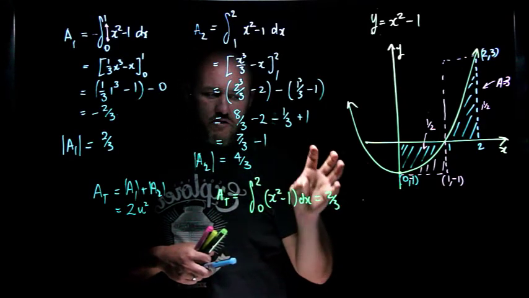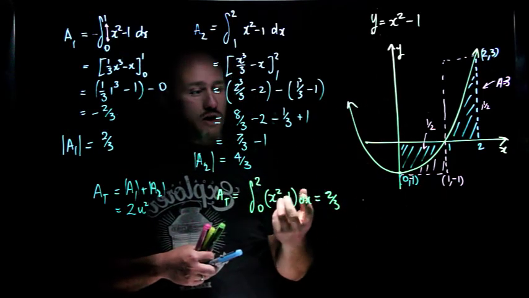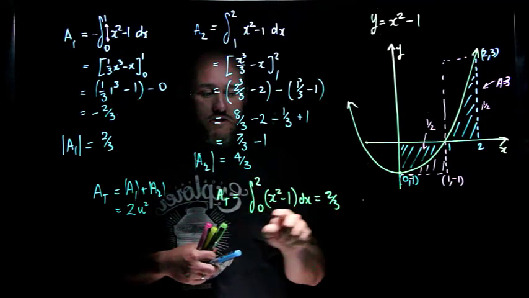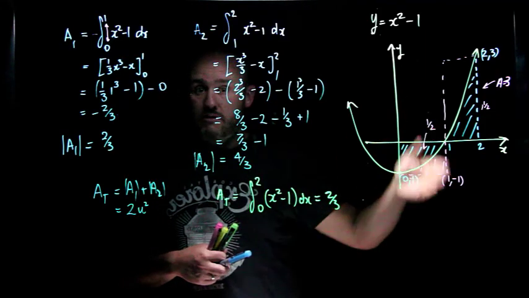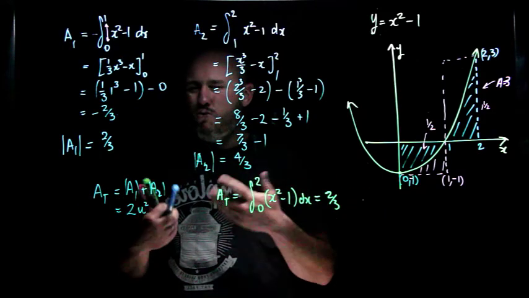2 thirds, if you're just asked to calculate the definite integral, there's no mention of area, the context doesn't imply area, this is technically that calculation. If you're asked to do this calculation, you don't need to find points of intersection with the x-axis. So just be aware of what the question's asking.